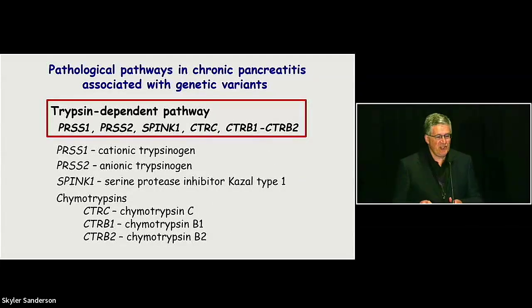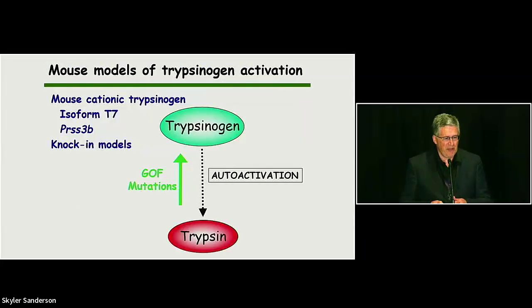So these are the genes in the trypsin-dependent pathway, and the explanation is underneath. These are either trypsinogen genes, a trypsin inhibitor, and various chymotrypsins. What kind of models do we have to model trypsin-dependent pancreatitis? Most of the models focused on increasing trypsinogen activation, autoactivation more specifically, by introducing gain-of-function mutations into the trypsinogen.